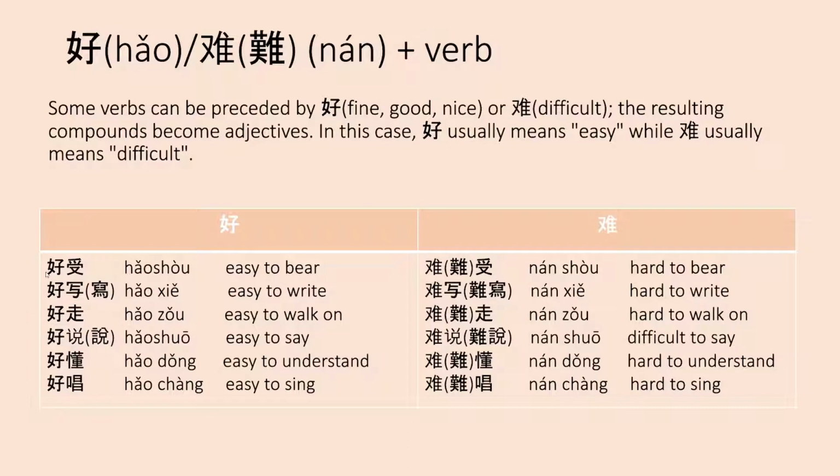So you can say 好受, easy to bear, 好写, easy to write, 好走, easy to walk on, 好说, easy to say, 好懂, easy to understand, and 好唱, easy to sing. Or you could say 难受, hard to bear, 难写, hard to write, 难走, hard to walk on, 难说, difficult to say, 难懂, hard to understand, and 难唱, hard to sing.